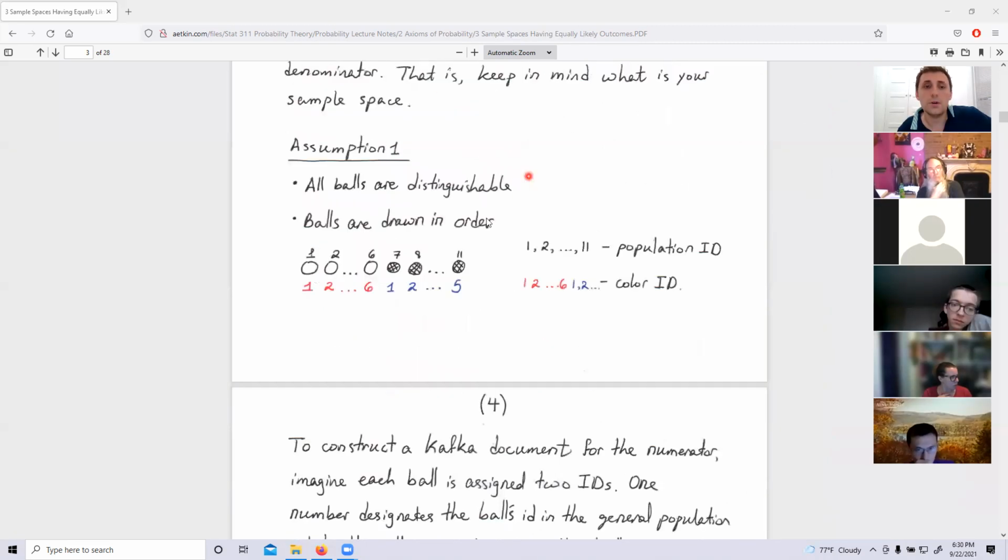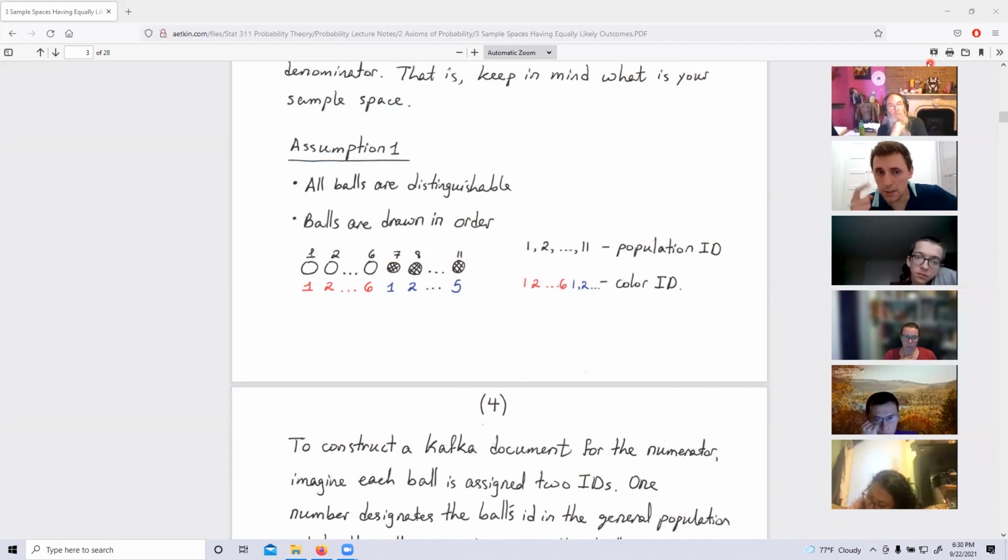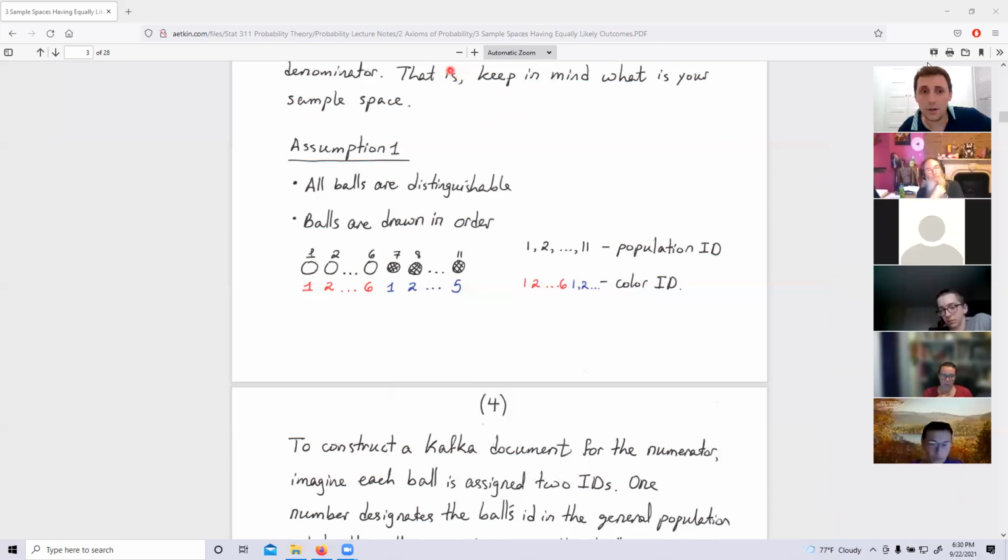Good. So what do we have here? We have 6 white balls and we have 5 black balls. And I give those balls 2 IDs. One of them is the ball ID number, and that's the numbers you see on the top. And below, I give the white balls a white ball number, and the black balls a black ball number.